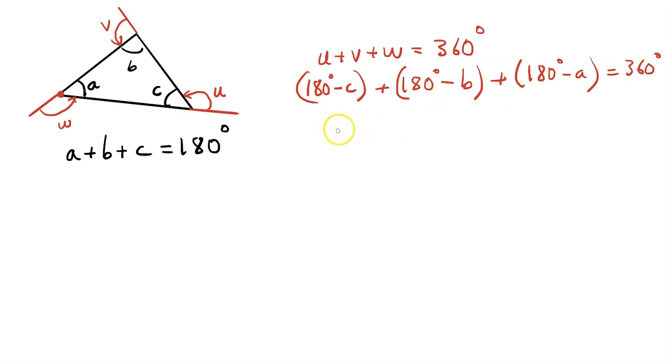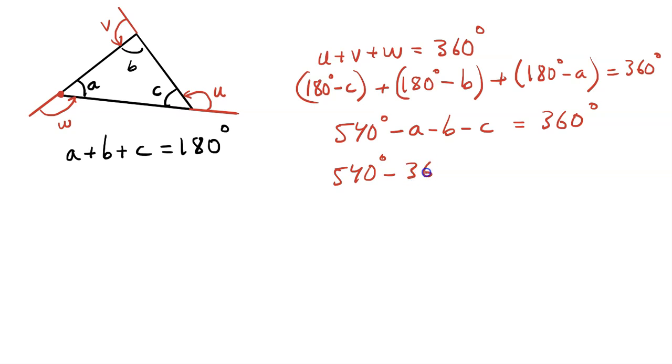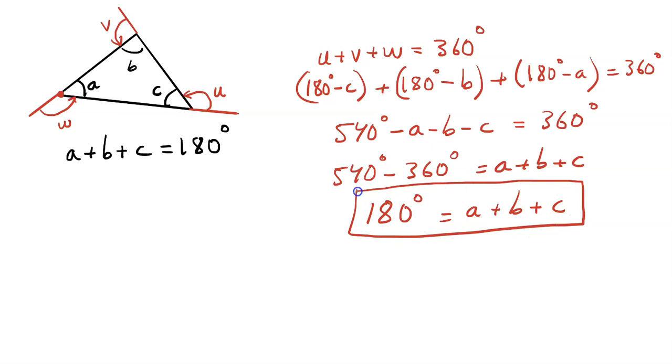Three times 180, that's 540 degrees. And then we have minus A, B, and C. Let me now move this to the other side of the equation. And add, so I have this on the other side of the equation. Then this is 180 degrees. And here says A plus B plus C. So we have arrived at the sum of the three angles inside the triangle equal to 180 degrees.